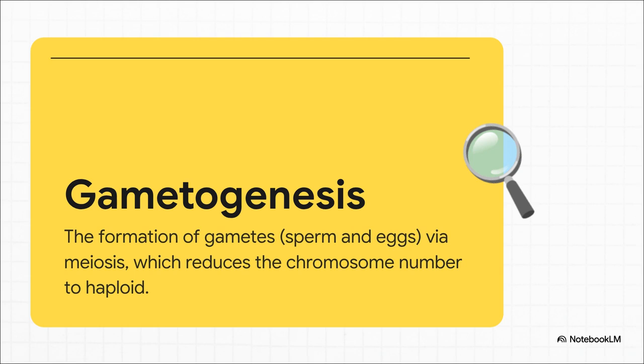Now, both of these stories, the sperm and the egg, fall under this larger biological process called gametogenesis. And the key thing to remember here is this special type of cell division called meiosis. Its entire purpose, really, is to cut the number of chromosomes in half. It goes from a full set, what scientists call diploid, to a half set, or haploid. And this is absolutely critical, right? So that when the two gametes finally combine, they restore the perfect number of chromosomes for the new organism.